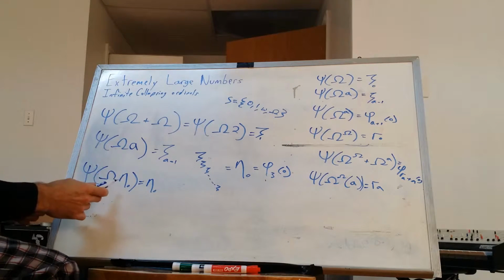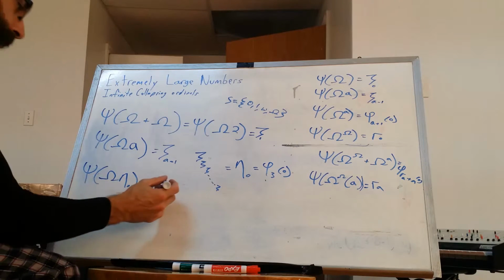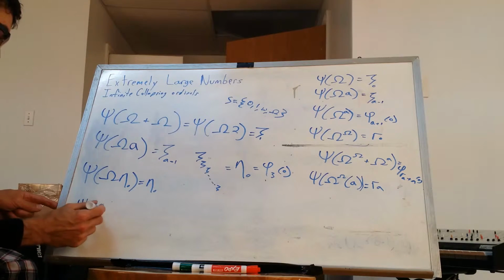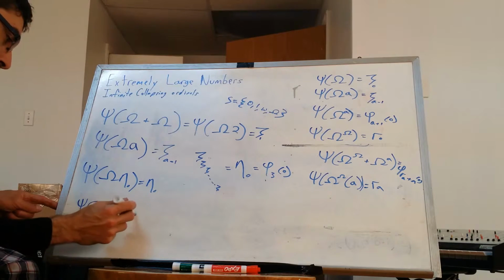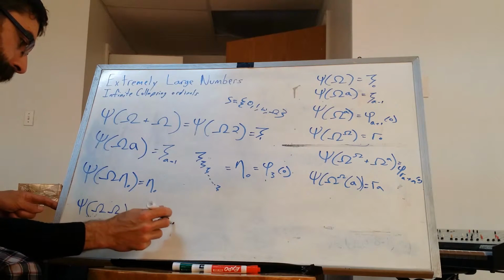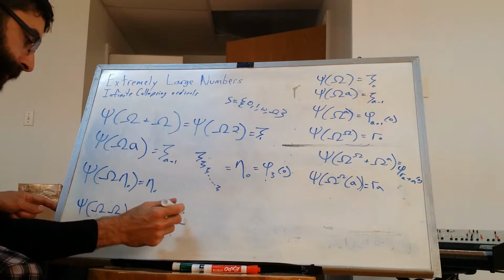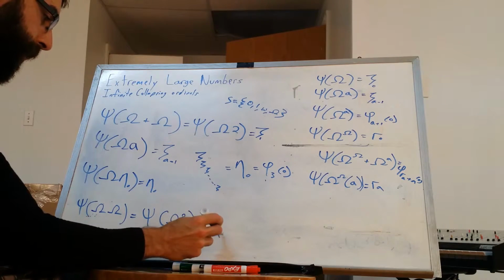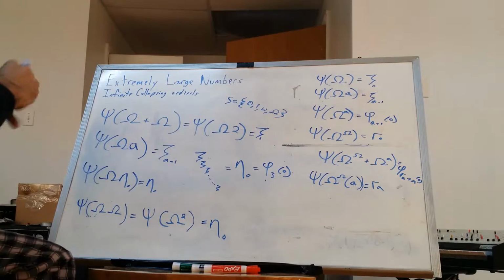Once again, we can unstick this function by using psi omega times omega, which truncates to psi omega squared, which is also going to equal eta naught. Okay.